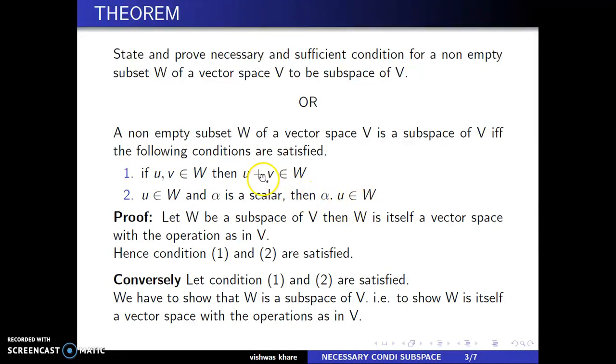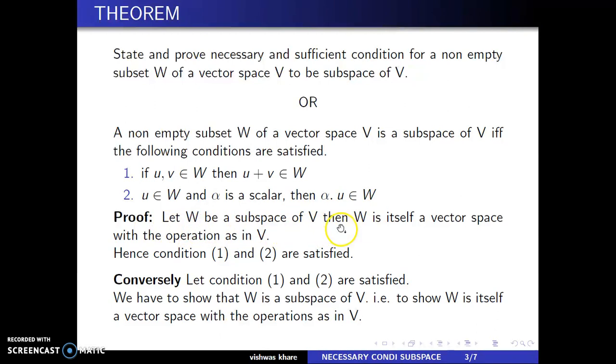That is, in this theorem, we have to show if W is a subspace, then these two conditions are satisfied. Conversely, if these two conditions hold, that is, if U and V belong to W, then their sum belongs to W, and if U belongs to W and alpha is a scalar, then alpha into U belongs to W, then W is a subspace. Proof.